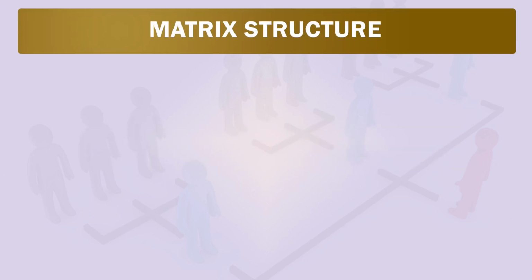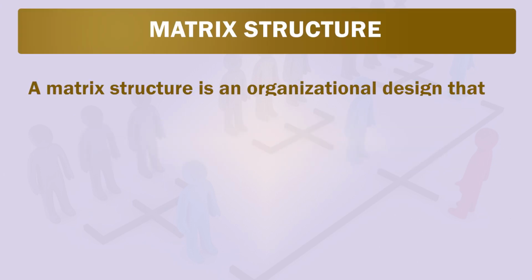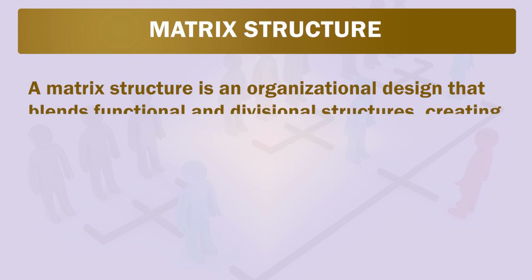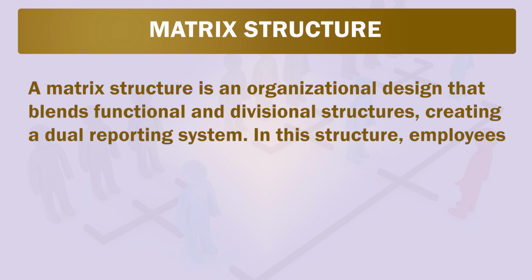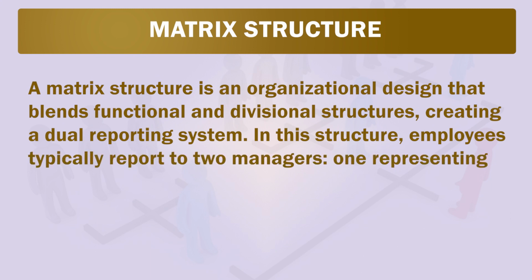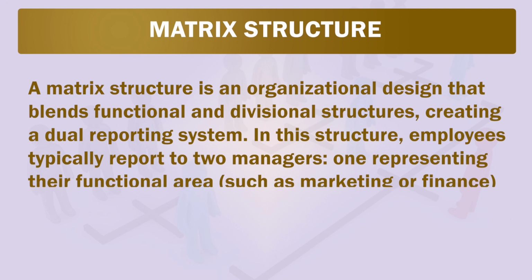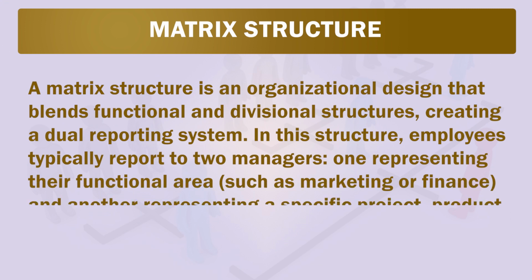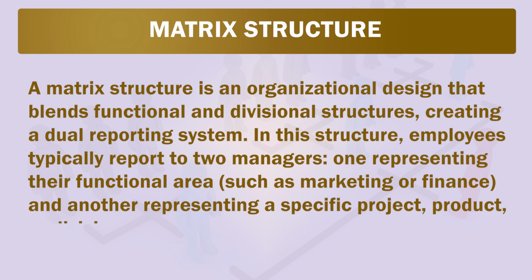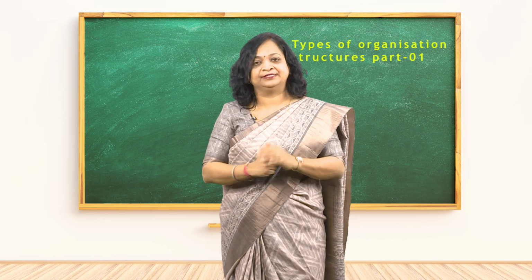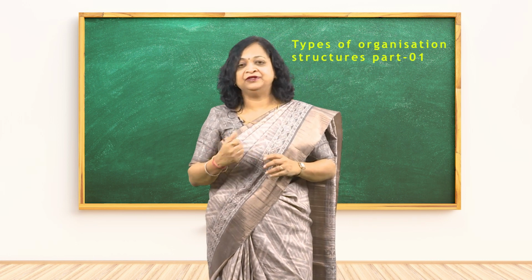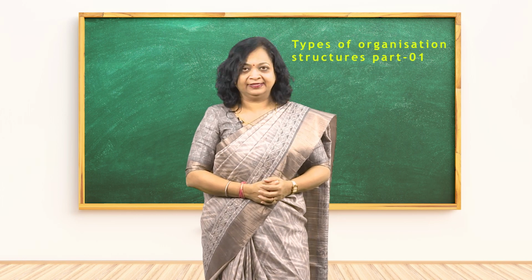What is a matrix structure? A matrix structure is an organizational design that blends functional and divisional structure, creating a dual reporting system. So, in this structure, employees typically report to two managers, one representing the functional area such as marketing or finance and another representing the specific project, product or division. Now, this setup is intended to enhance flexibility, collaboration and efficiency across the organization, right.